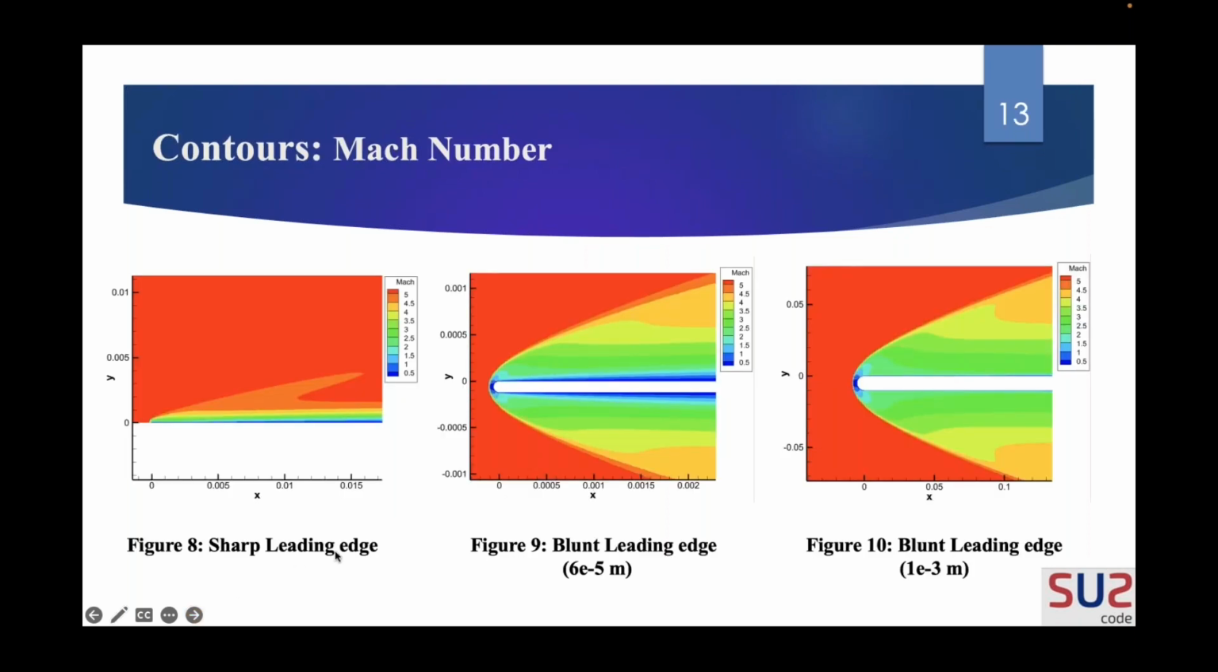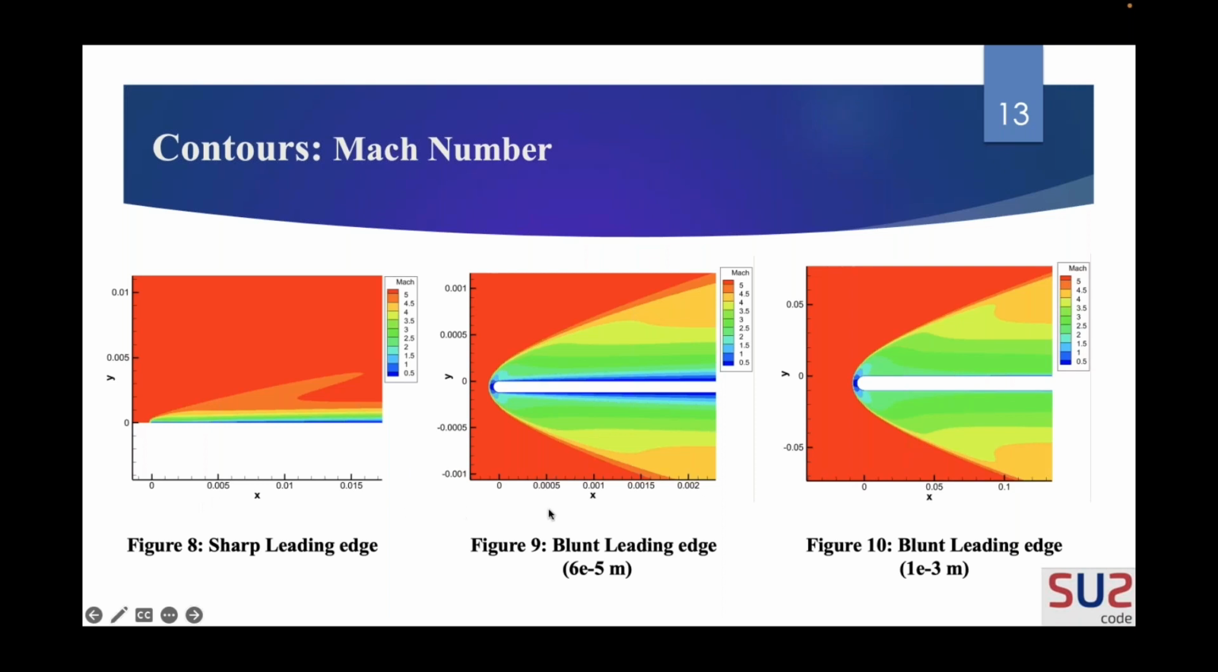Now coming to the results, I have mainly chosen Mach number, density, and temperature as the contours. Here I have chosen three cases specifically. This is the sharp leading edge case with a radius of 0 meter, the blunt leading edge case with a radius of 1e-5 meter, and here the nose radius is about 1e-3 meter. So this is the most blunt leading edge, this is moderate, and this is the sharpest leading edge.